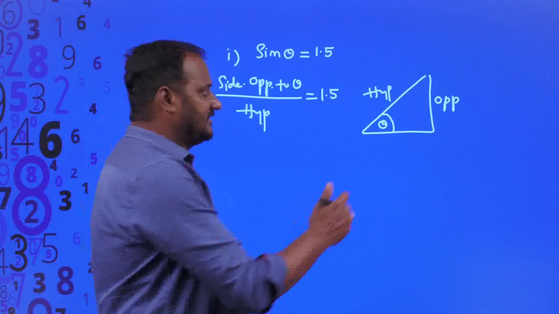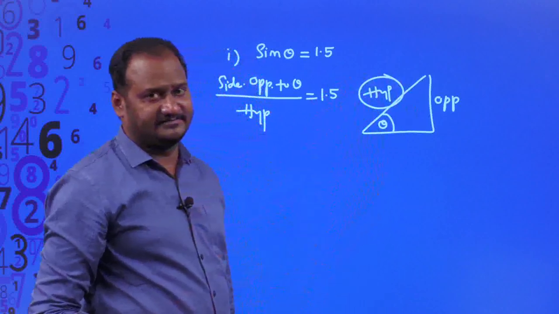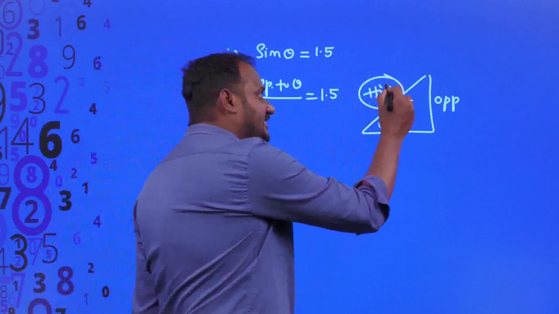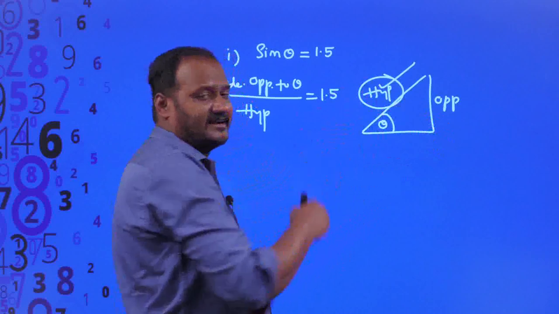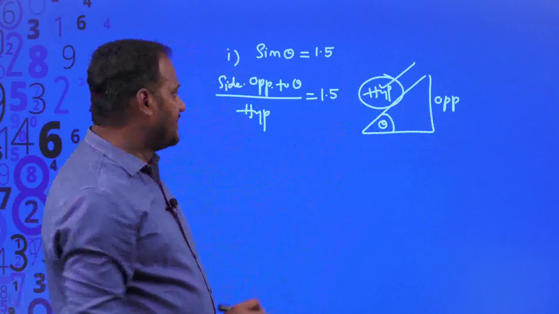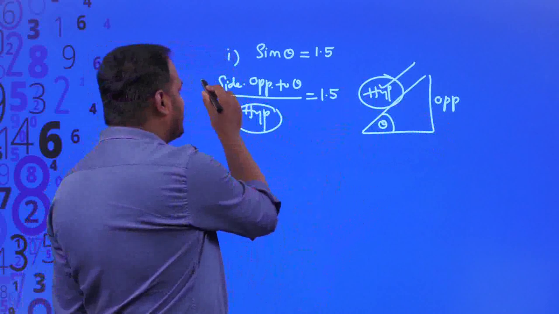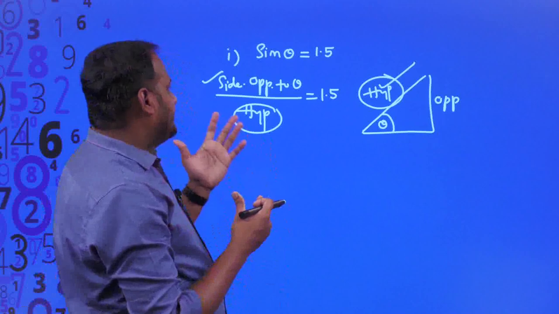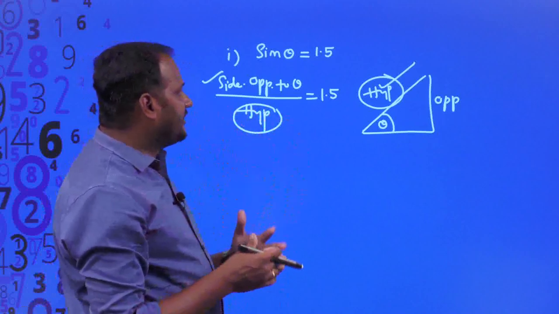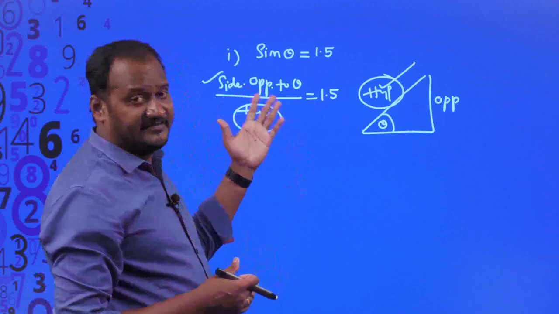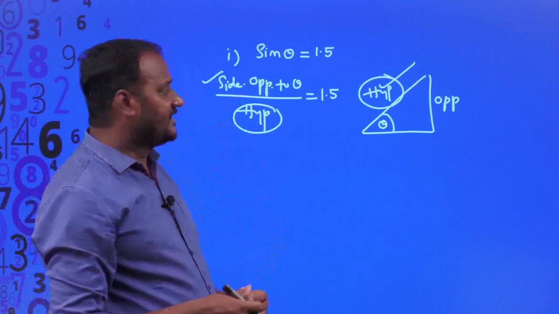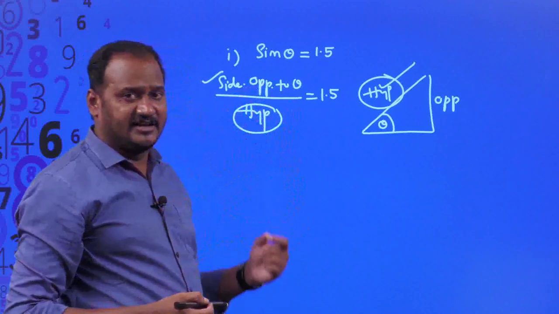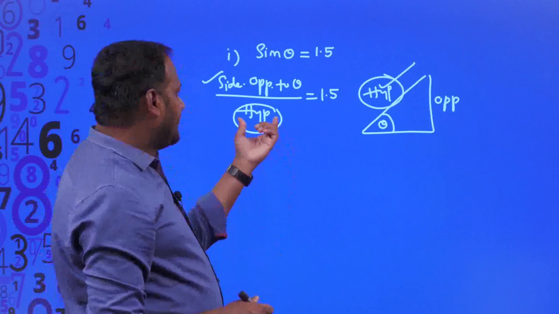In any right angle triangle, the hypotenuse is the greatest side, greater than the side opposite to theta and the side adjacent to theta. Now you see here, if the hypotenuse is more than the numerator, meaning the denominator is more than the numerator, and we equate sin theta, which is 1.5, with the definition, side opposite to theta by hypotenuse, the side opposite to theta is always smaller than the hypotenuse. So the numerator should be less than the denominator.